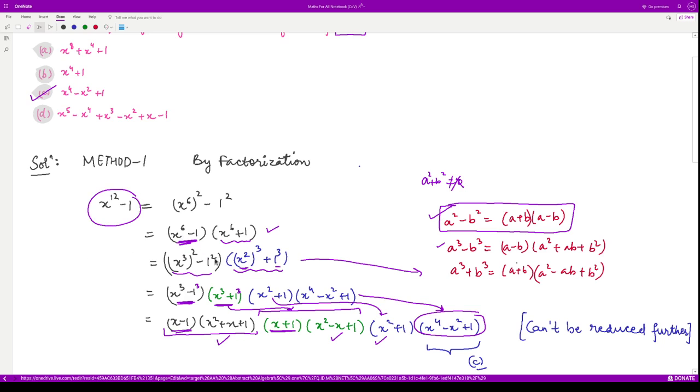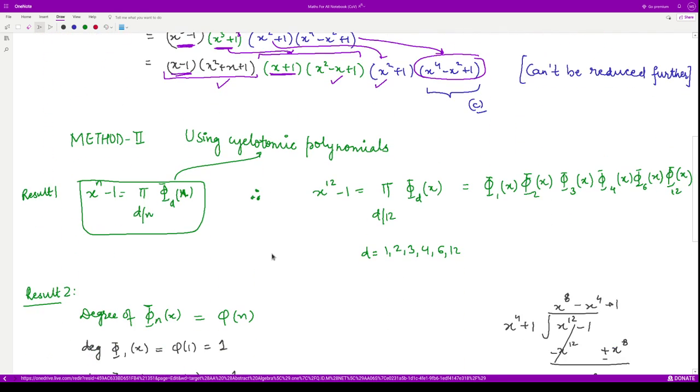Now suppose at some step you are stuck on what should be next. For example, instead of writing this polynomial as x to the power 6 squared minus 1 squared, you could have written it like this: x to the power 4 cubed minus 1 cubed. In that case you might get stuck, and you might not be able to get all the irreducible factors for this polynomial. So this is the simplest method, but suppose in the exam you get stuck somewhere.